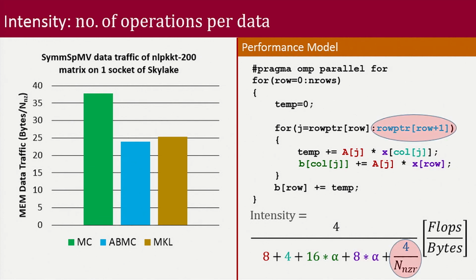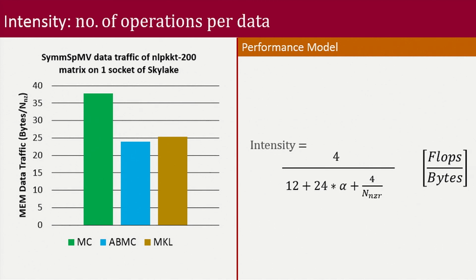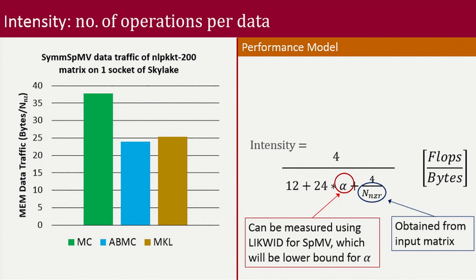Finally, we need 4 bytes once every row we process for reading the row pointer, which gives us this nice little expression for intensity. A lower limit for the alpha value for symmetric sparse matrix vector can be obtained directly from measuring the data traffic of the normal SpMV kernel, which is embarrassingly parallel. This can typically be done using tools like LIKWID.